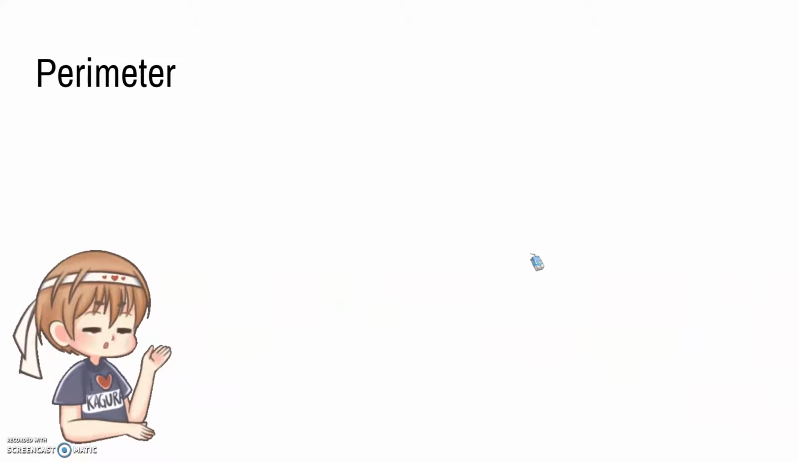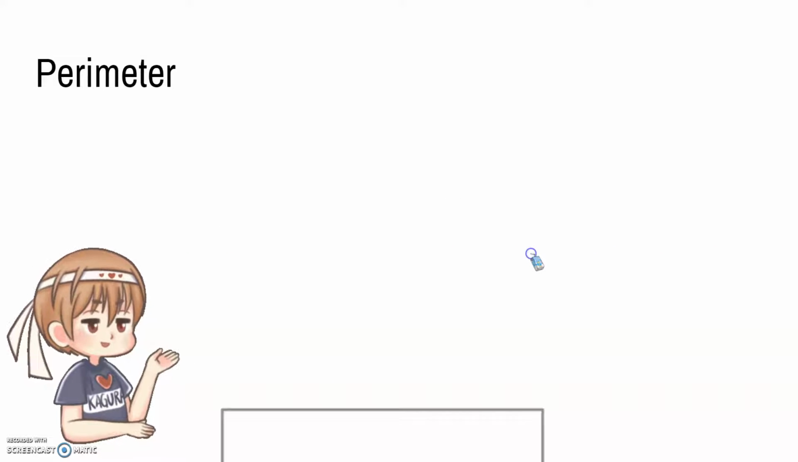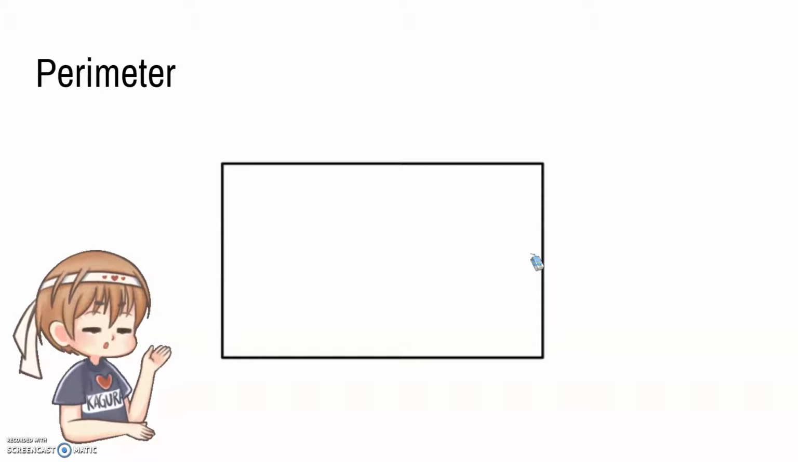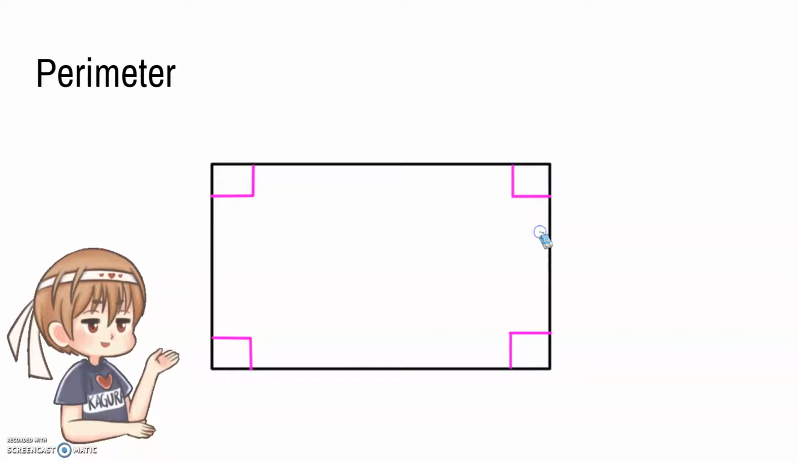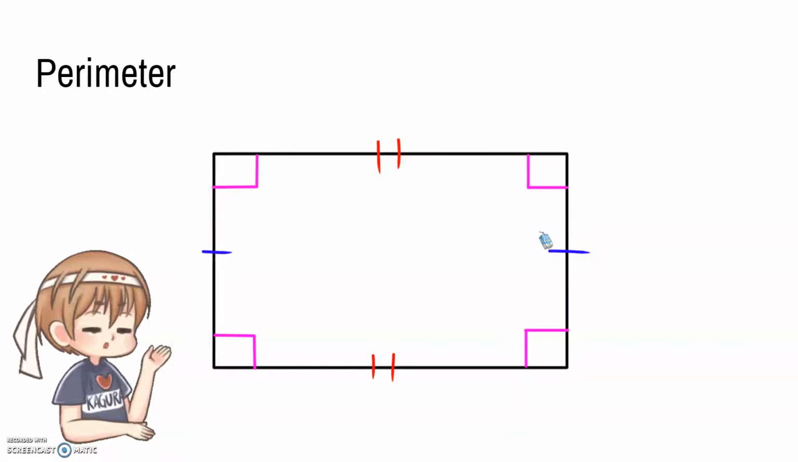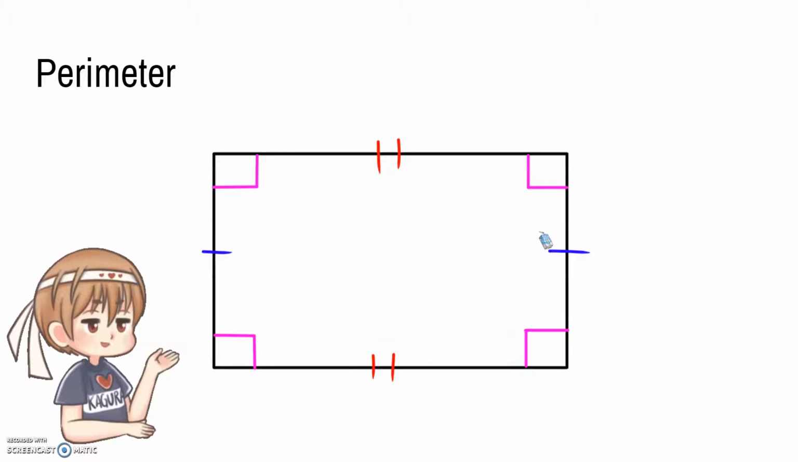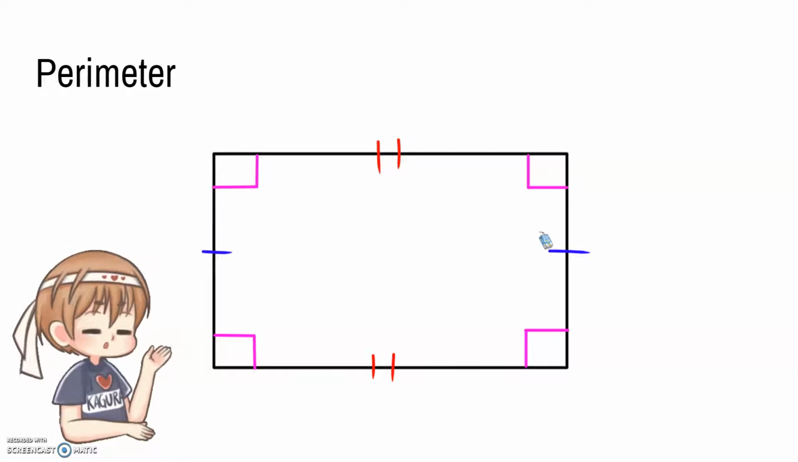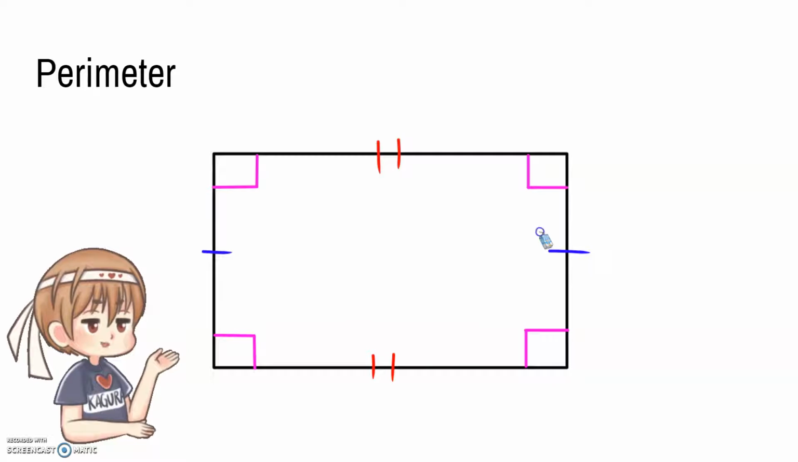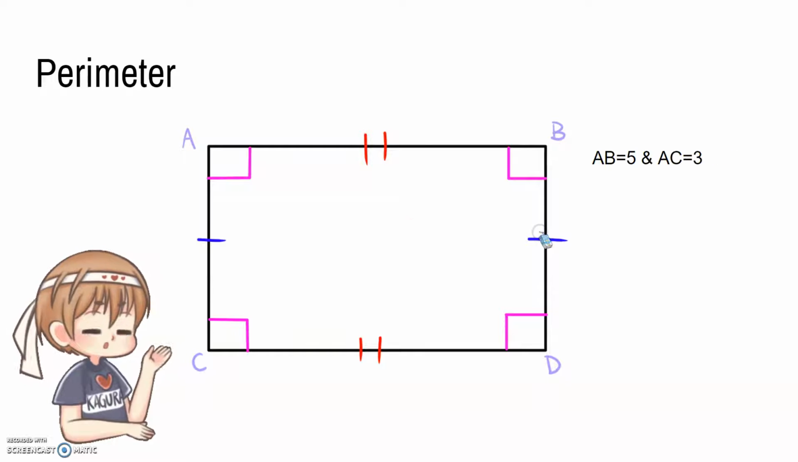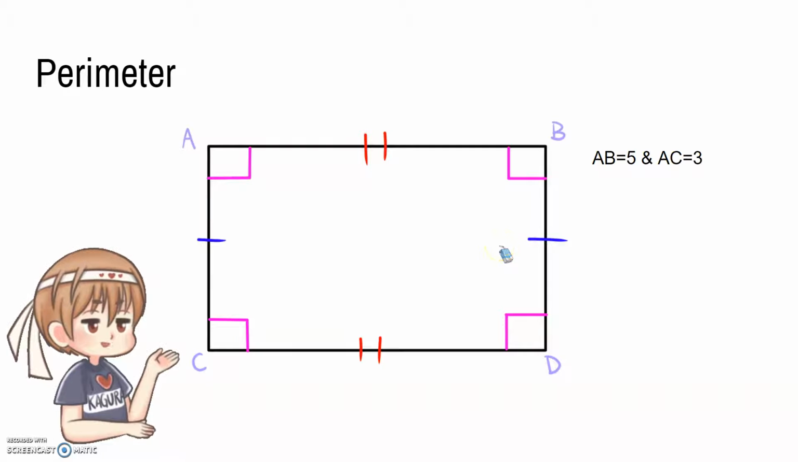Perimeter is the distance around the outside of a shape. I will use a rectangle for this example. A rectangle has 4 sides and 4 right angles, and the opposite sides of the rectangle are parallel and equal to each other. Let's just say side AB is equal to 5 and side AC is equal to 3.